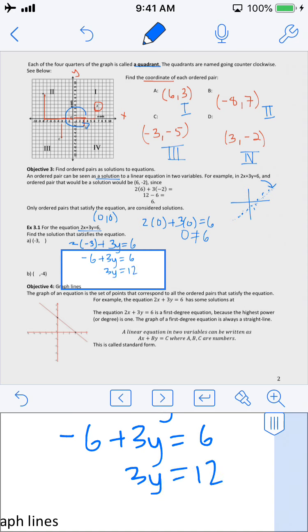Oh, one thing on the videos is I don't write a lot of the solving of equations, mostly because I don't have room. If you have problems with solving equations, come see me. Totally fine. All I did in this one was add 6 to both sides. So I'm not going to write add 6, add 6.